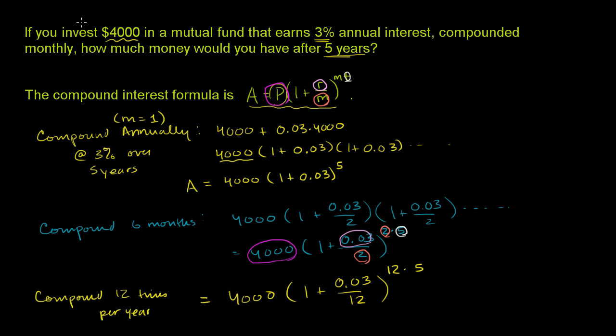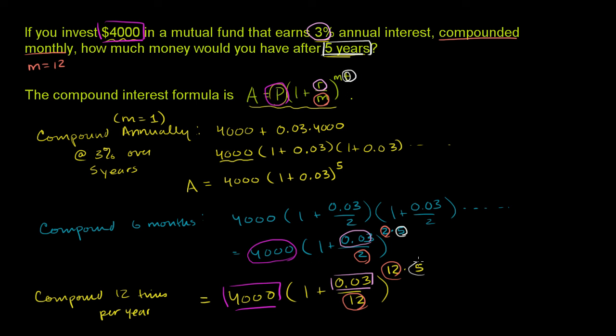And just to see where it all fits in, this right over here, $4,000 was our principal. That goes right over there. That is P in our formula. Our rate is 3%. That is R in the formula, and hopefully the formula makes sense to you now. When they say compounded monthly, they're telling us that we are compounding 12 times a year. Compounded monthly, this tells us that M is equal to 12. And then we are doing this over 5 years. That is our T right there.